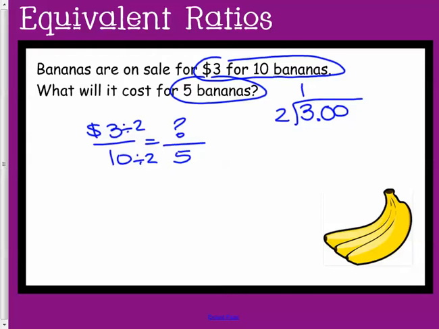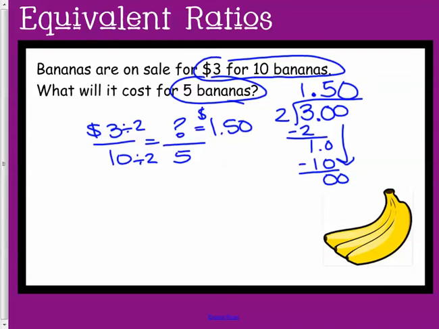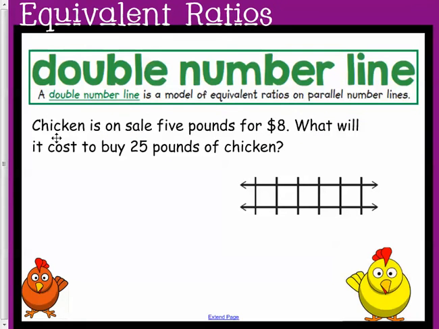So 2 goes into 3 once with $1 left over. So 2 goes into 10 5 times. 5 times 2 is 10. Bring down your 0. 2 does not go into 0, so it's $1.50. Okay, so for 5 bananas, I'd pay $1.50. Go ahead and try this one. Chicken is on sale, 5 pounds for $8. What will it cost for us to buy 25 pounds? I'll be back in just a second to show you what I did.